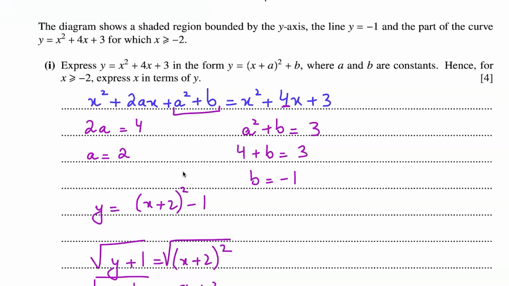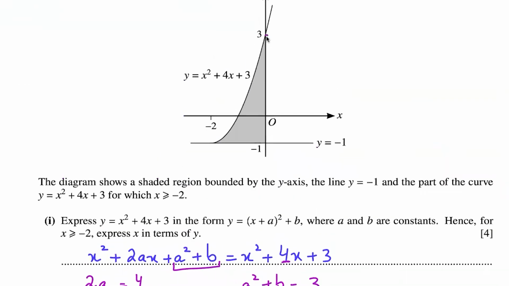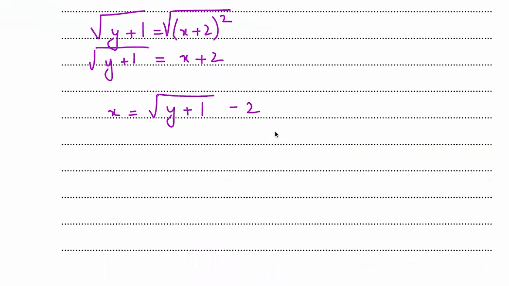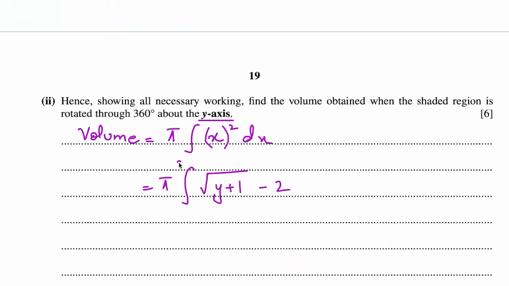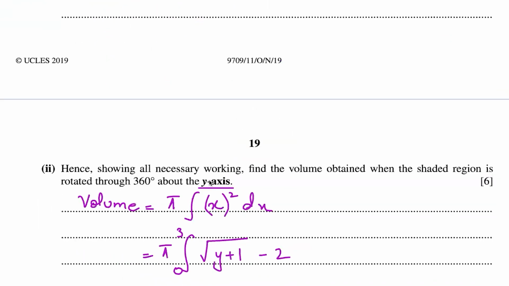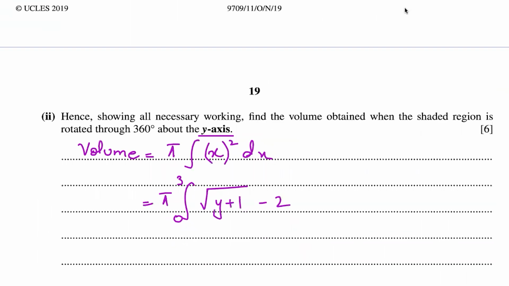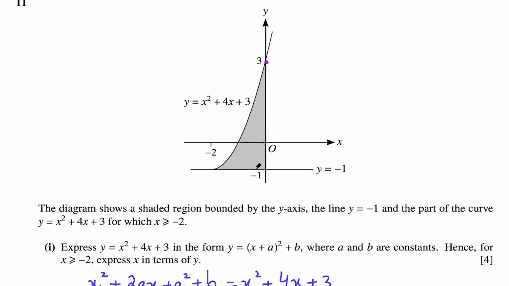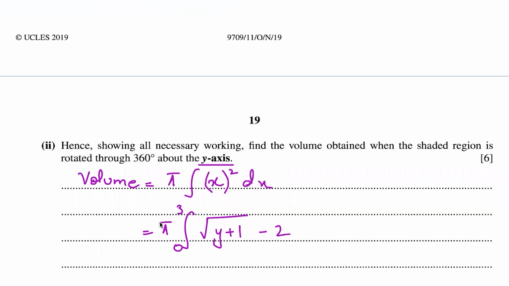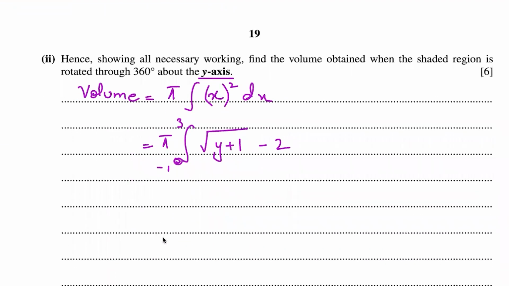And the limits, it is given in the question, the y limits are 3 and 0. So the y limits are not 3 and 0, they are 3 and minus 1. So the lower limit will become minus 1. Now integrating (square root of y plus 1 minus 2) whole squared.